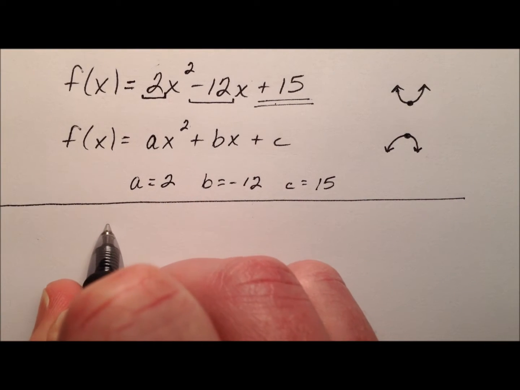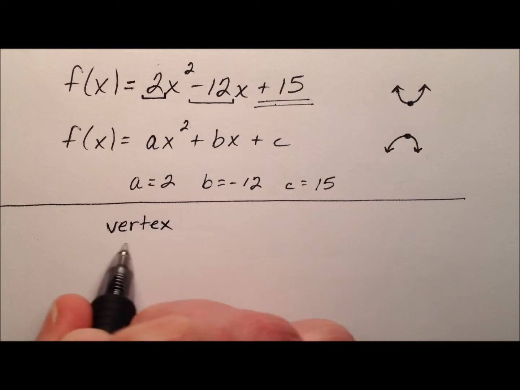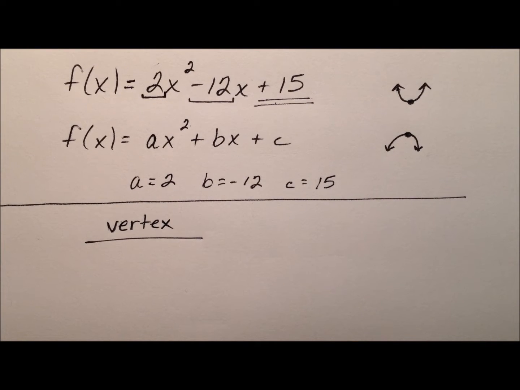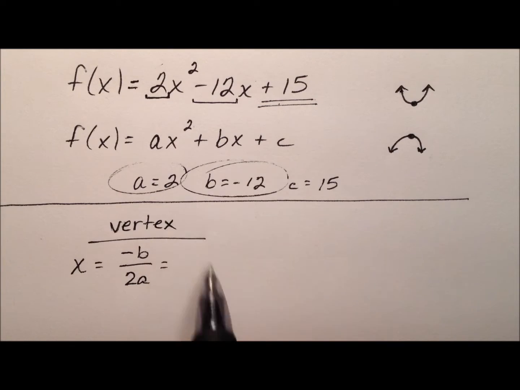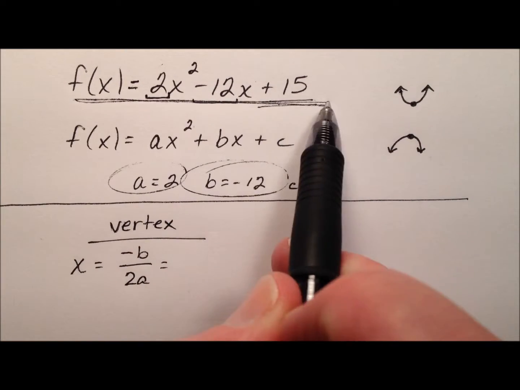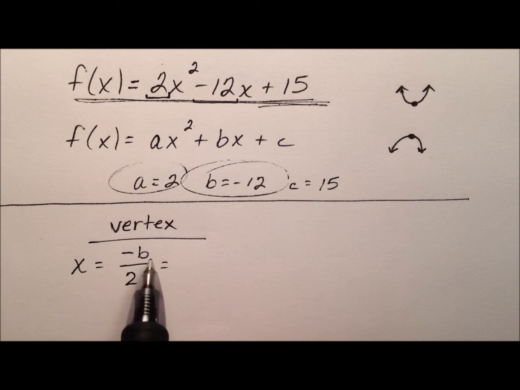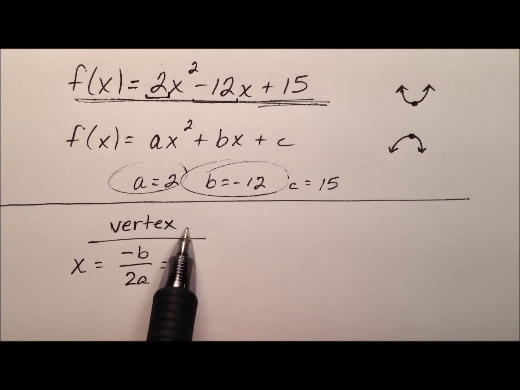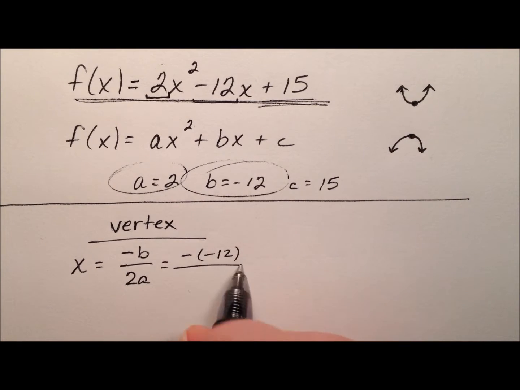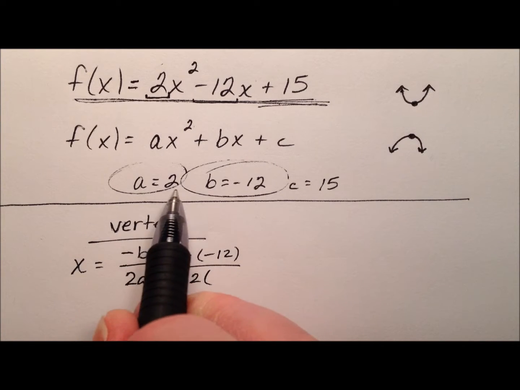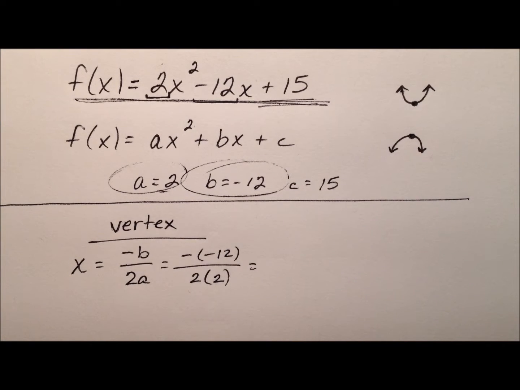And so this vertex is going to be an ordered pair, so it'll have an x coordinate and a y coordinate. And so the x coordinate will be given by this little formula. It's not too bad. It's the opposite of b over 2a. Well, we have our a and our b values right here. We got those from our function up here. So let's just go ahead and plug those values in. So the x coordinate of our vertex is the opposite of b. So it's the opposite of negative 12, that was our b value, over twice our a value, and our a value is 2.